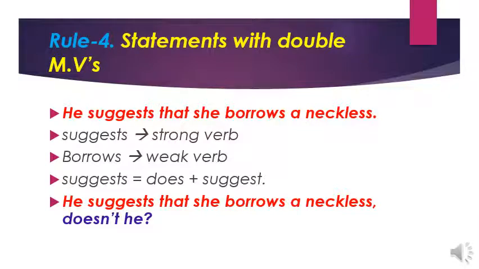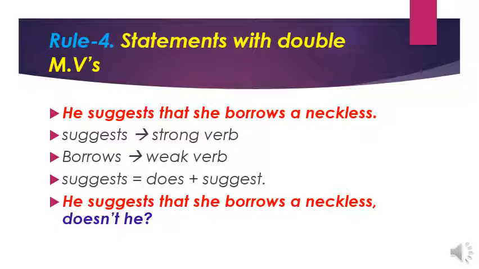We will go for rule number 4: statements with double main verbs. For example, he suggests that she borrows a necklace. Now, this statement has two verbs. In this, the first verb is suggests, the second verb is borrows. We are not considering the second verb borrows because the suggests verb is stronger. That's why we are considering suggests as the main verb.